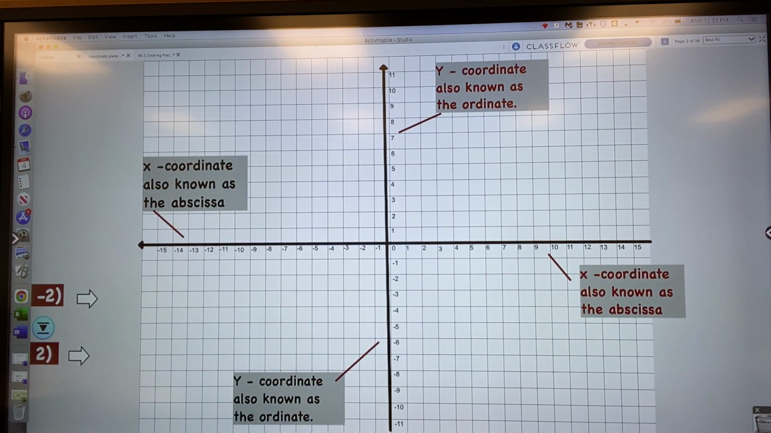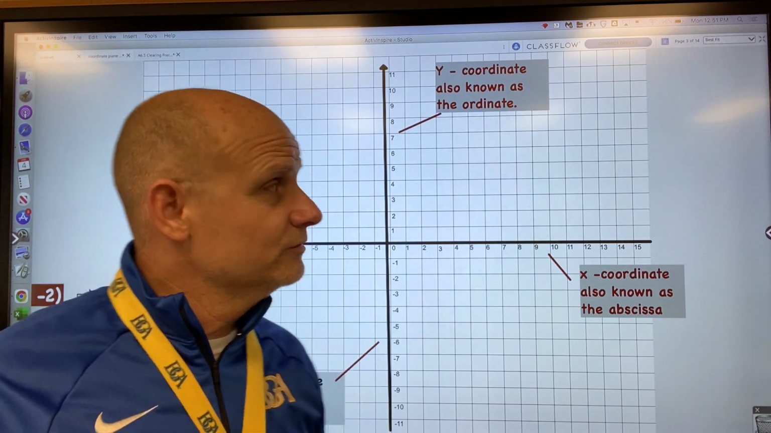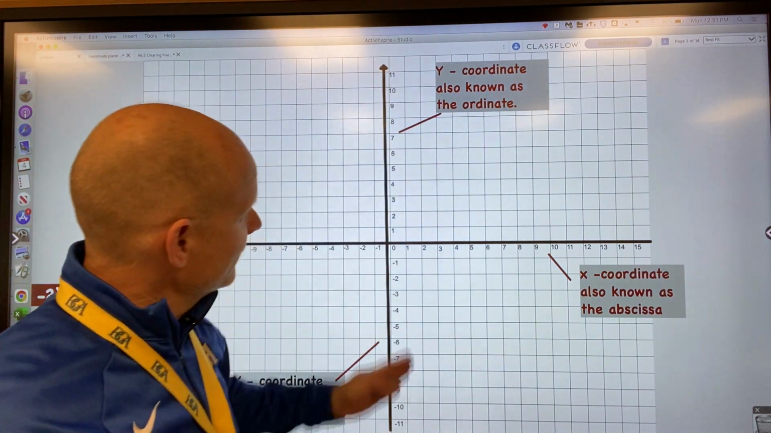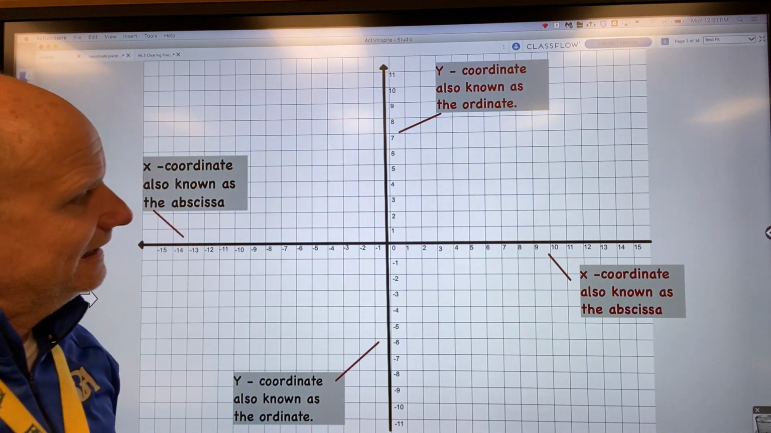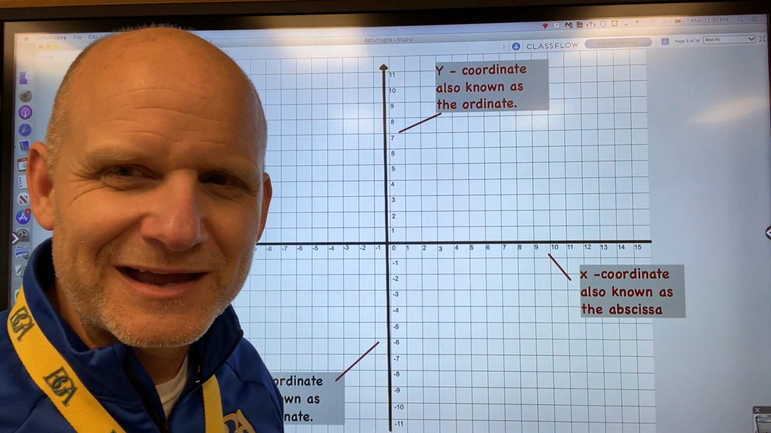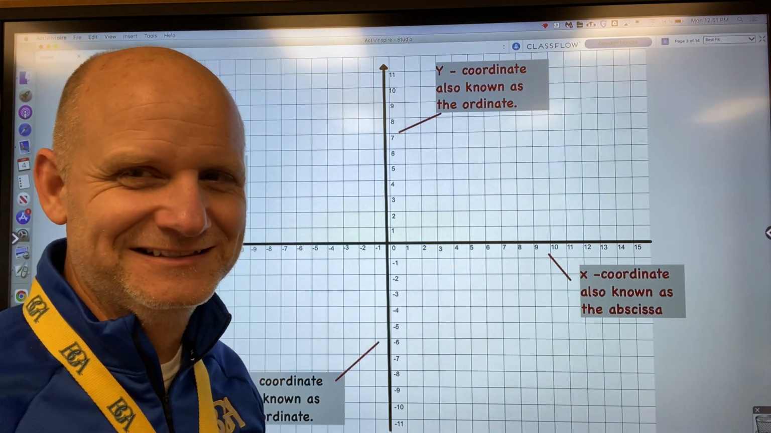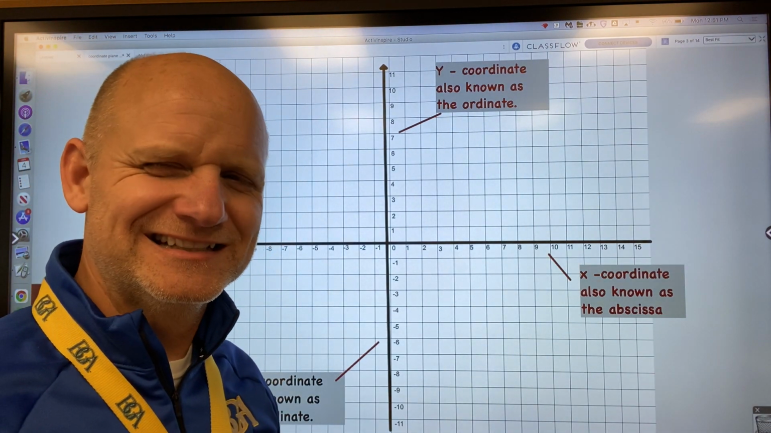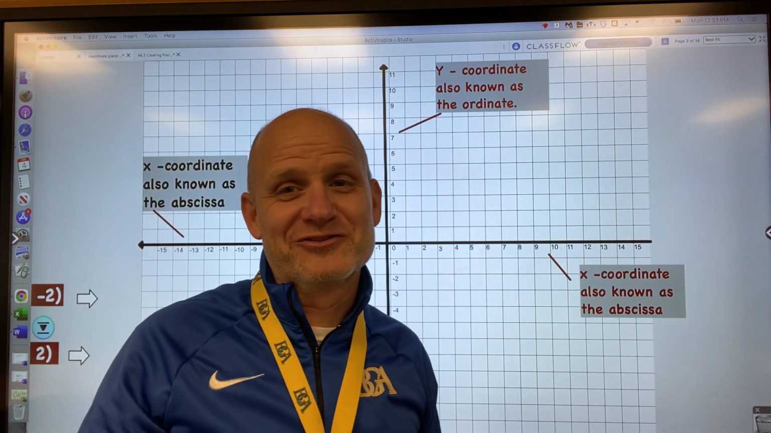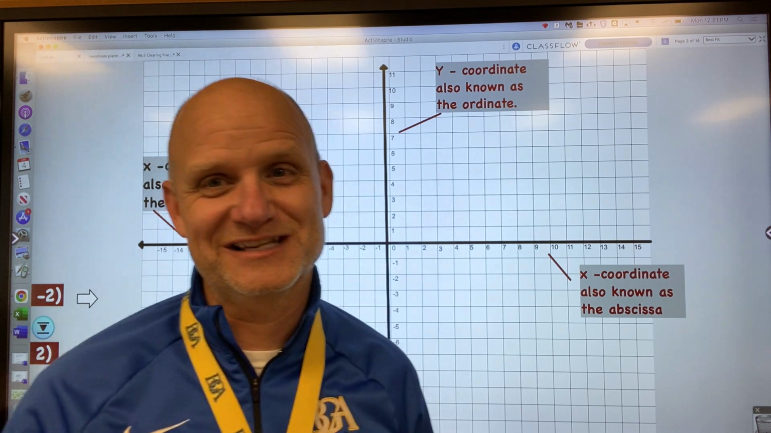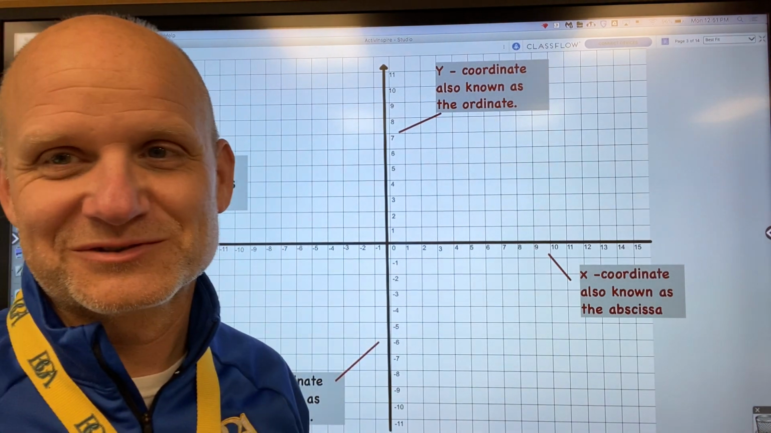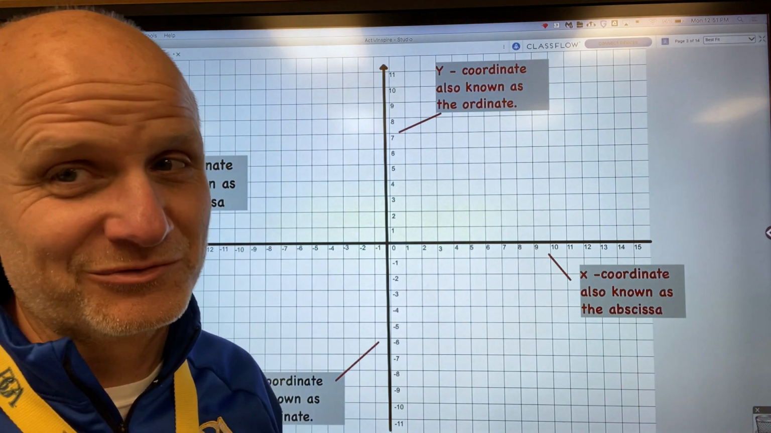Some other trivial information. Some people will call the y-axis, or the vertical axis, the ordinate. And some people will call the x-axis, I think you pronounce it abscissa? I'm not sure. But anyway, you won't ever hear me refer to either as those words. But you might hear another math teacher. So anyway, I'll just call it the x-axis and the y-axis.